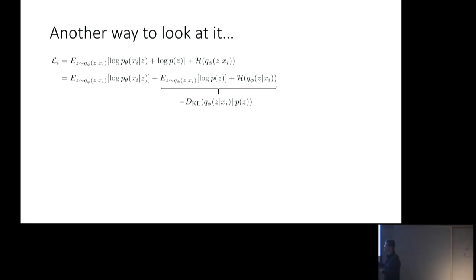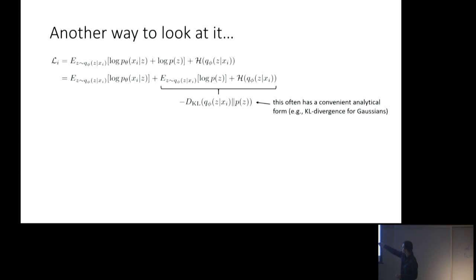Why do I want to collect these terms? Well, the reason is because p of z usually has some very simple form like a Gaussian, and q of z given xi also usually has some simple form like a Gaussian. So this KL divergence often can be expressed as some analytic equation. If you have two things that are Gaussian, you look up the equation for their KL divergence in a textbook, and you can just write it down and compute its derivatives with automatic differentiation.